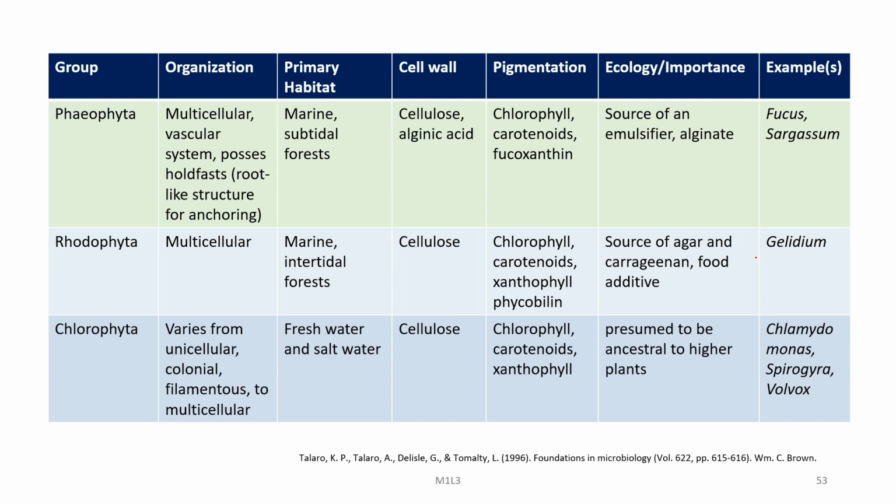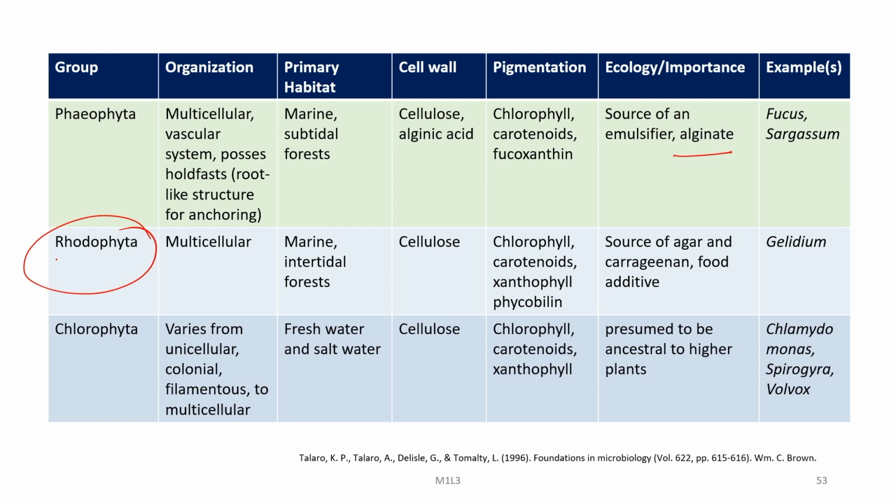Then we have Phaeophyta, which are multicellular with vascular-like systems, and possess a holdfast or root-like structure for anchoring. Primarily they are found in marine subtidal forests. Their cell wall contains cellulose and alginic acid, and they have chlorophyll, carotenoids and fucoxanthin. They serve as a source of emulsifiers and are famous for providing alginate. Examples include Fucus and Sargassum.